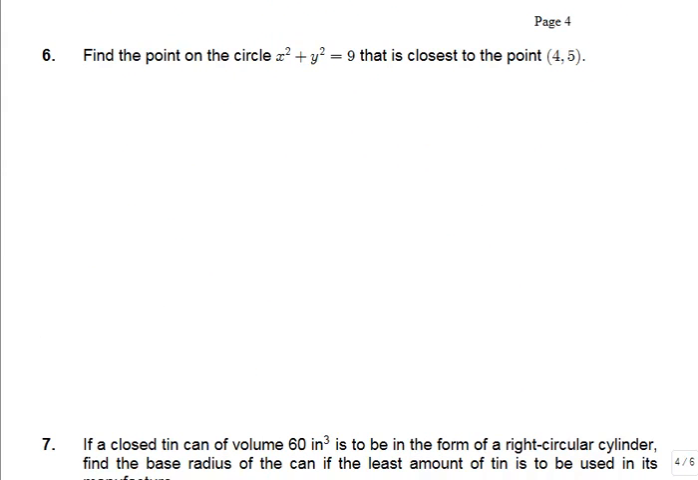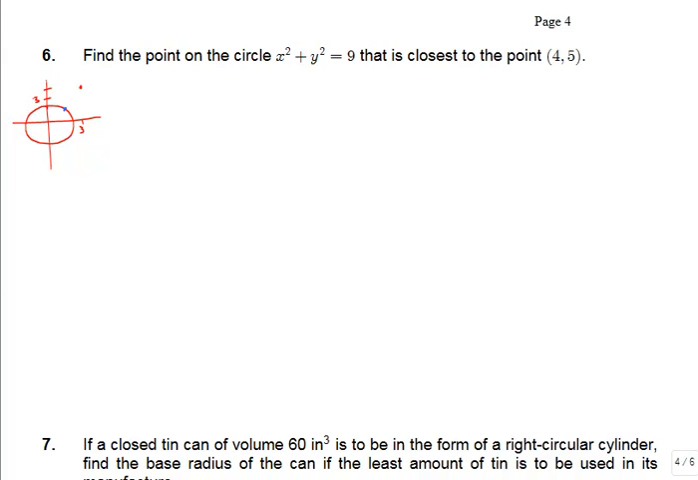All right, next example. Find the point on the circle x squared plus y squared equals 9 that is closest to the point 4, 5. So let's draw a picture here. X squared plus y squared equals 9 is a circle centered at the origin with a radius of 3. So it's going to look something like this. And 4, 5 is going to lie somewhere outside of that circle. So we're looking for the point on this circle that's closest.